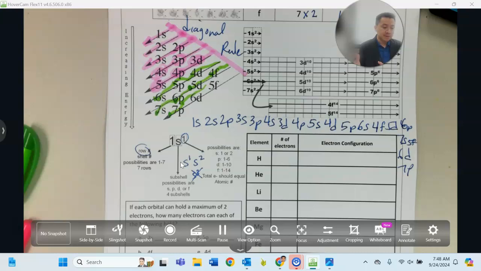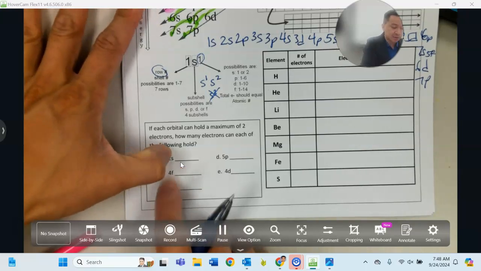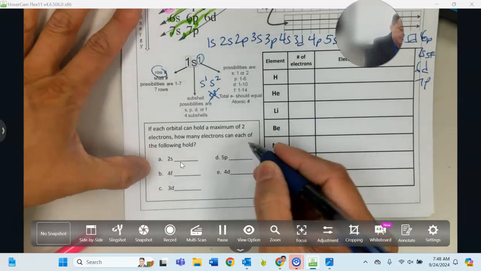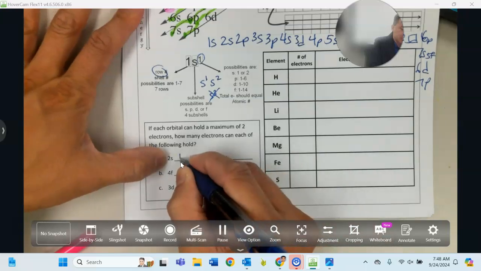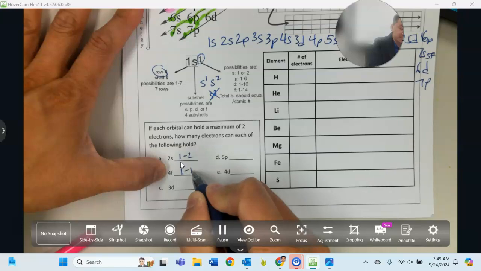Down here is just another quick practice. How many electrons can each of the following hold? Just look at the letter. S can hold 1 to 2. F can hold how many? 1 to 14. 14 max.